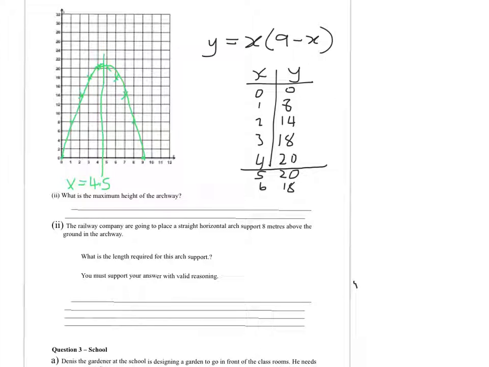So when x is 4.5, y equals 4.5 times (9 minus 4.5), you can just put that into your calculator. So the maximum height, when we do that, will be 20.25 meters high.